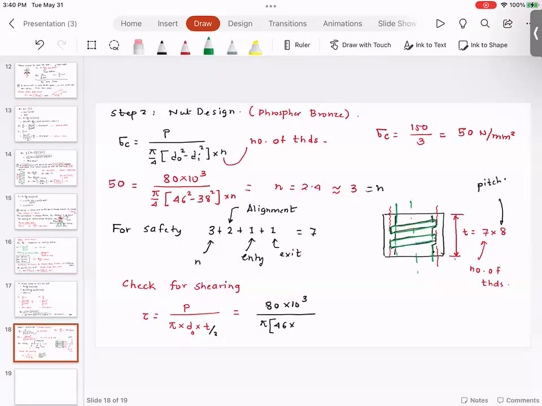this is the screw. So as you can see, from here to here, this is one pitch. If you look at this distance, this thickness, this is 8 divided by 2.